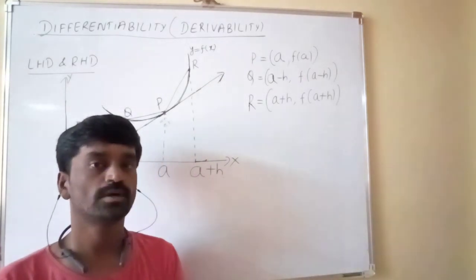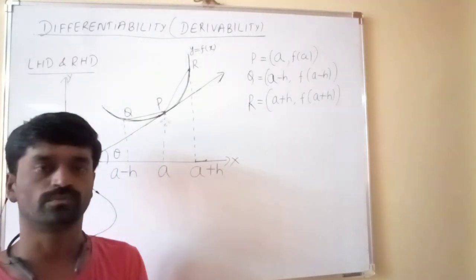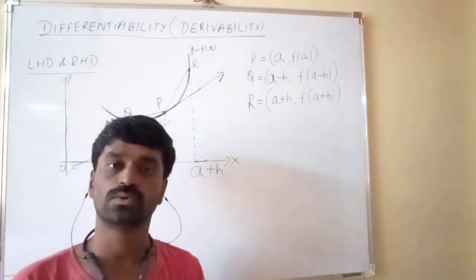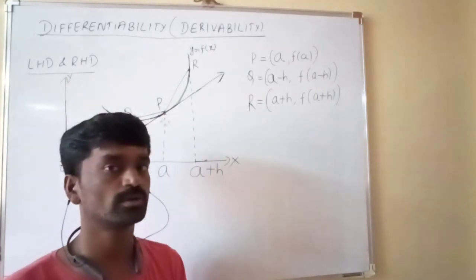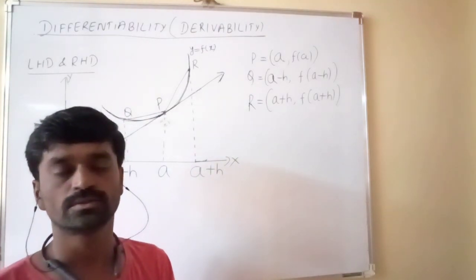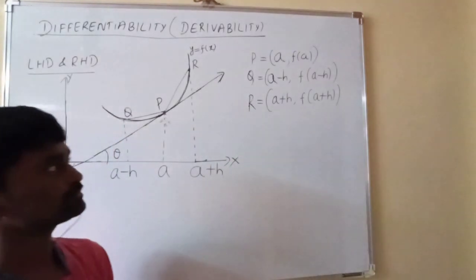Okay, next, what is the geometrical meaning? The geometrical meaning of derivative is that it gives the slope of the tangent to the curve at x is equal to a. Here a is some particular point.